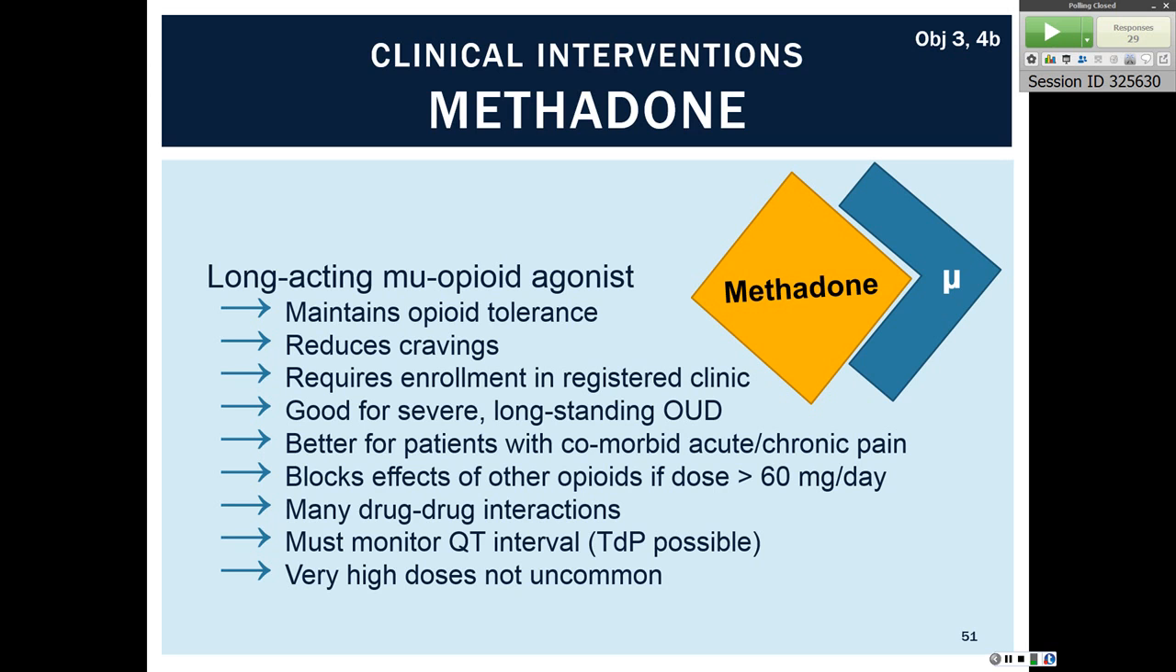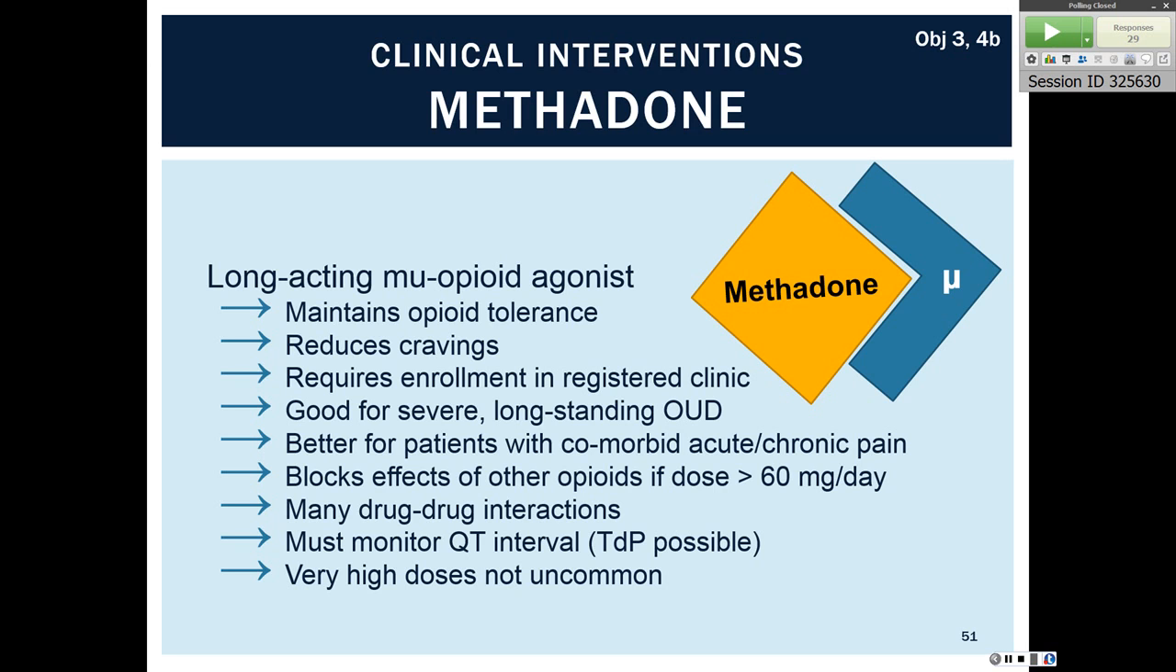And the other thing that it can do is it can actually block the effects of other opioids if you get to a high enough dose. That dose cutoff is 60 milligrams a day. If you get to 60 milligrams a day of methadone, and you were to use heroin on top of it, you wouldn't get that additive effect of heroin, because methadone binds strongly enough to the receptors and you have enough of it in your body to block the effects of the other opioids.